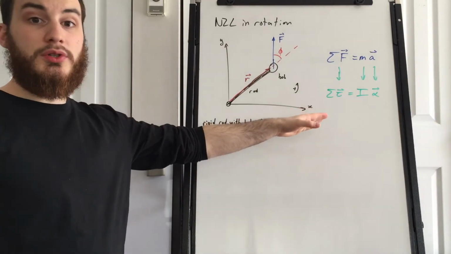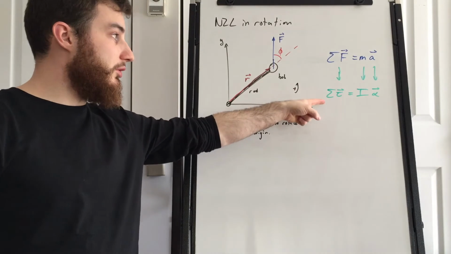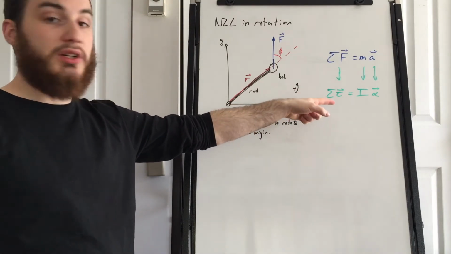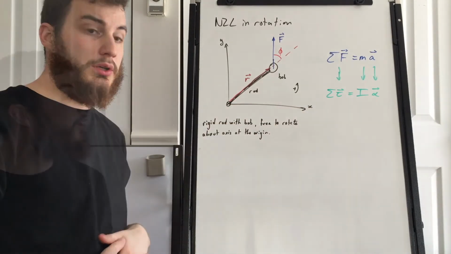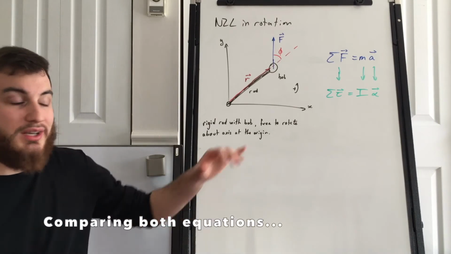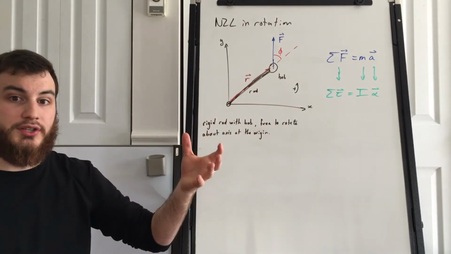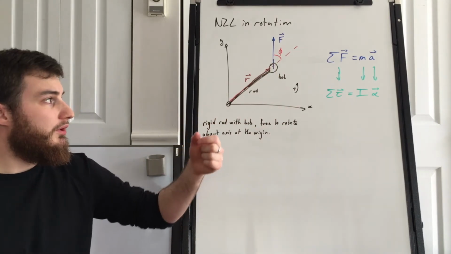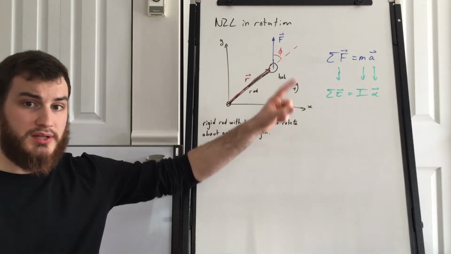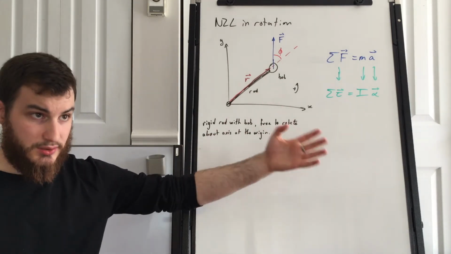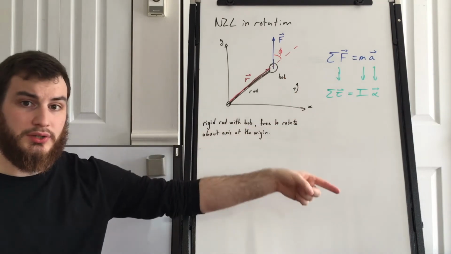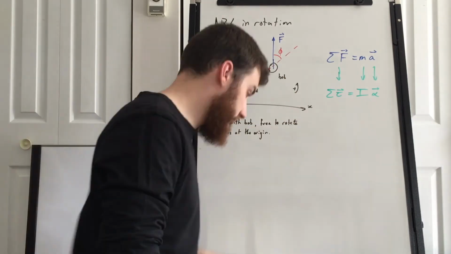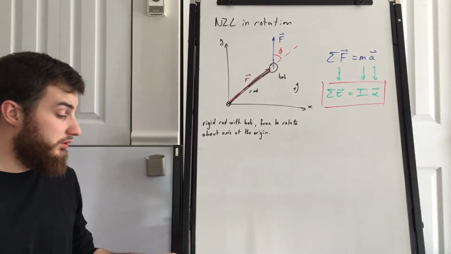In rotational motion, it's written like this. The sum of the torques is equal to the moment of inertia times the angular acceleration. So what we have here is that the net force or torque acting on the object will be equal to the inertial property of the object, mass or moment of inertia, times the acceleration of the object, either linear or angular acceleration. This is Newton's second law in rotation.